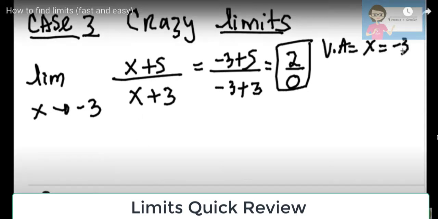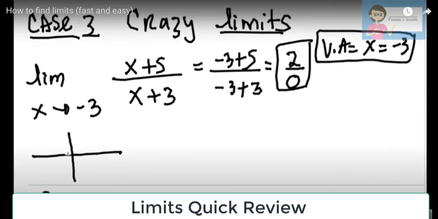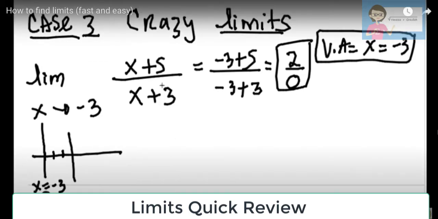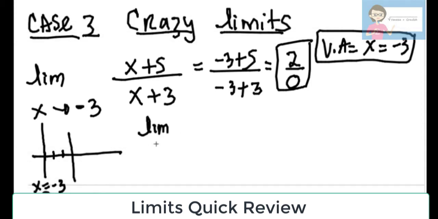When I have something like this, that means that I have a vertical asymptote at x equals -3. Remember, vertical asymptotes are the values that the function will never touch. So because I have this, that means that in my function, I go 1, 2, 3, -3 right here, and something weird is going to happen. What I'm going to do is figure out if the limit actually exists. It's probably a crazy limit and probably does not exist.